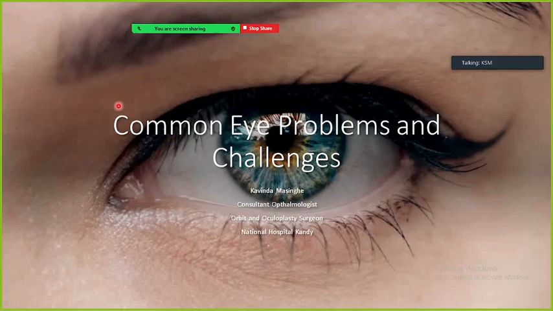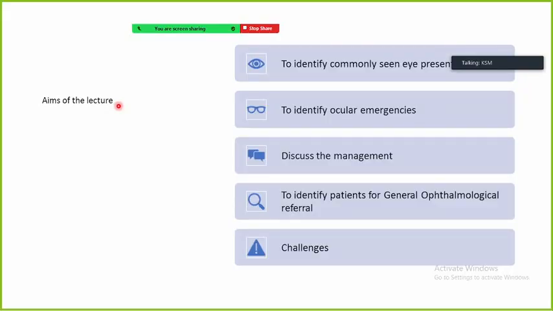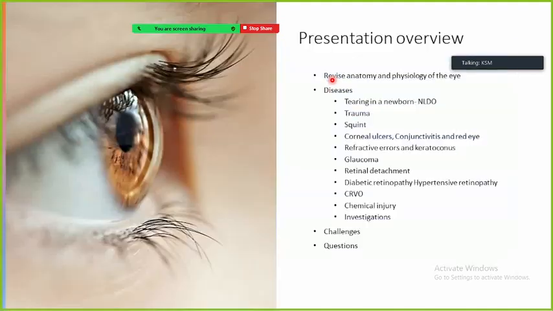So my presentation is on common eye problems and the challenges. My aims of the lecture are to identify common eye problems and presentations, identify ocular emergencies, and to discuss the management briefly, identify patients for general ophthalmological referral and the challenges that have been faced.